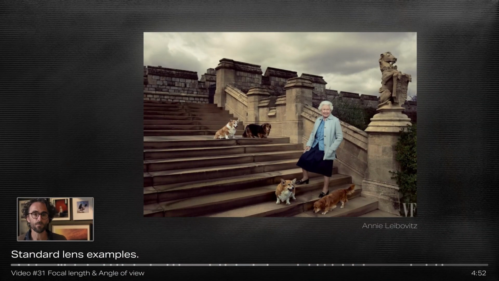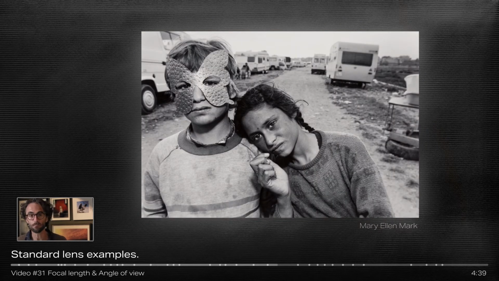In this first example image by Annie Leibovitz, we can see that the perspective of the image is quite natural. The size of near and distant elements appear as we would normally perceive them. Similarly, in this photograph by Mary Ellen Mark, we can see that the children are larger than the background, but not in a way that makes them appear distorted.